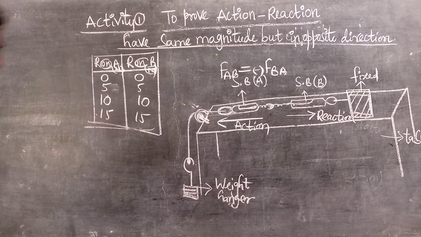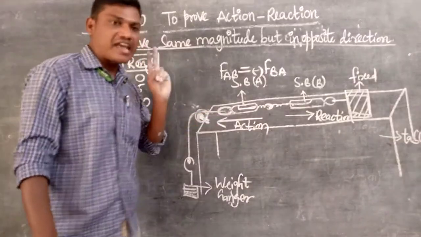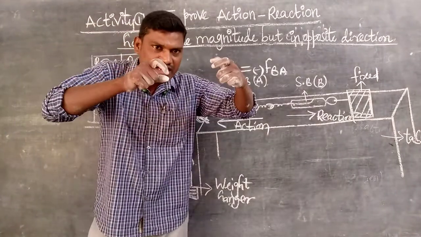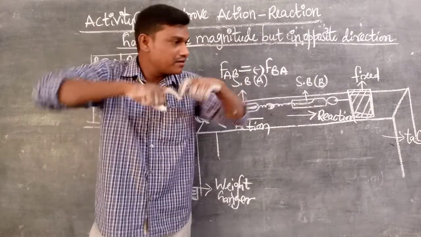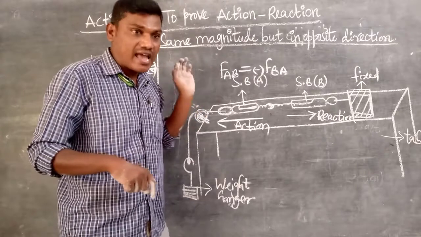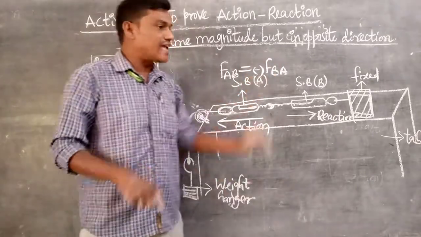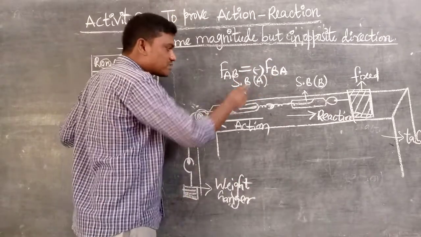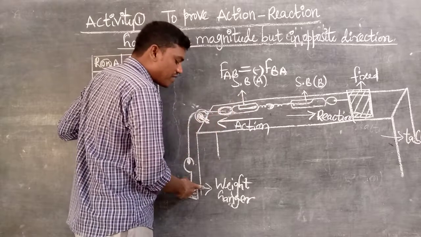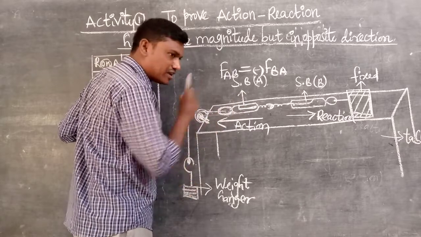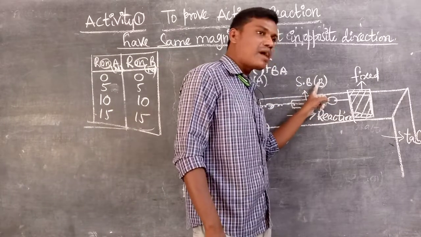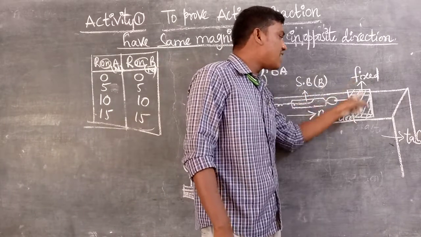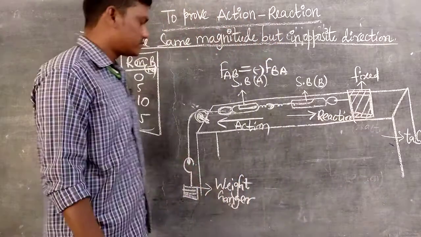So what we can write here, first of all we take two identical spring balances. One end of the spring balances is connected together, and one we can call A, another one we can consider as B. The free end of the A spring balance is connected to the weight hanger by passing a string over a pulley. The free end of the B spring balance is connected to a rigid or fixed support on the table.